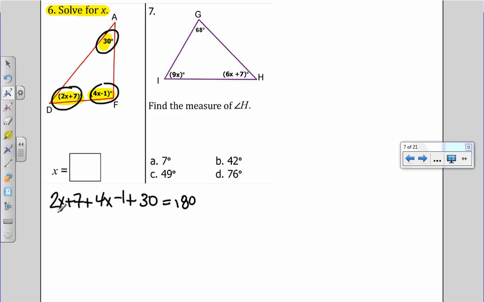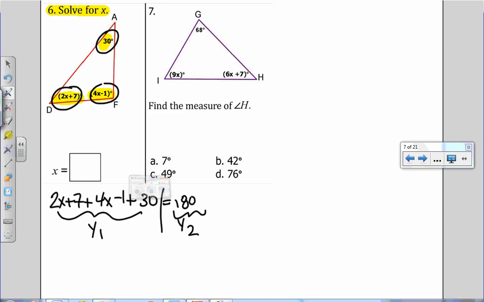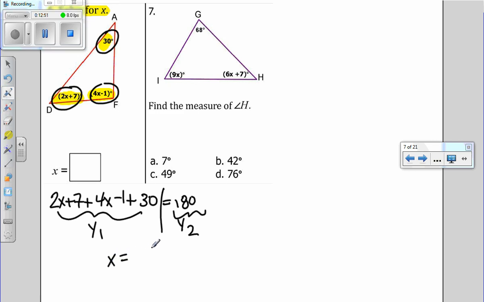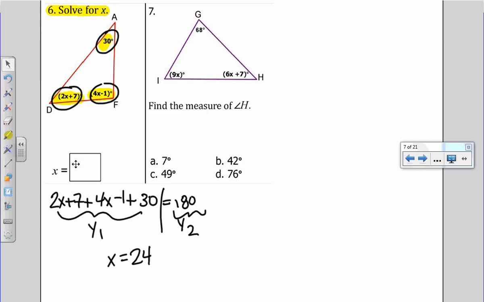So, pick your favorite method of solving, whether it's by hand, or in the table, or in the calculator. This goes in Y1 if you're using the calculator, this goes in Y2. I'm going to use the calculator. Go ahead and pause and figure out what x is. You should find out that x is equal to 24, whether you use the table, the graph, or solved it by hand. So x is 24.